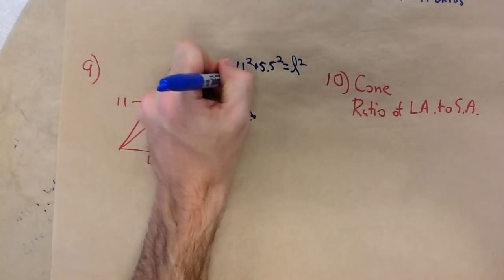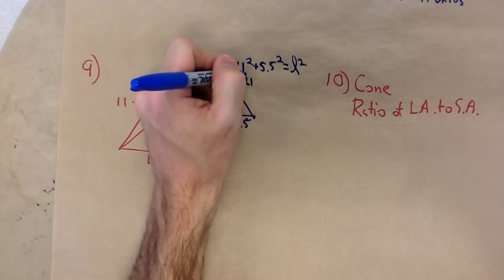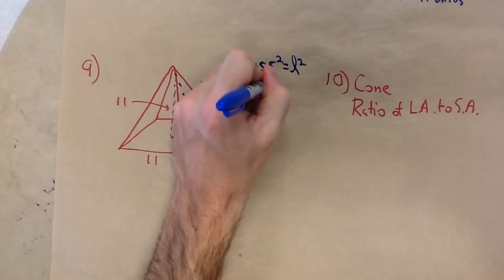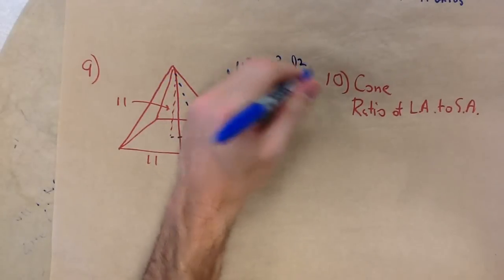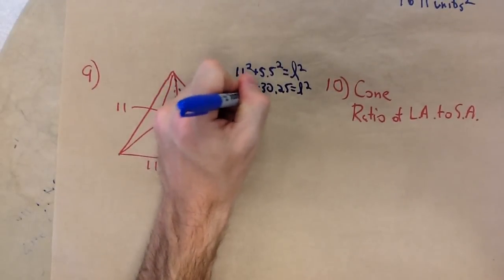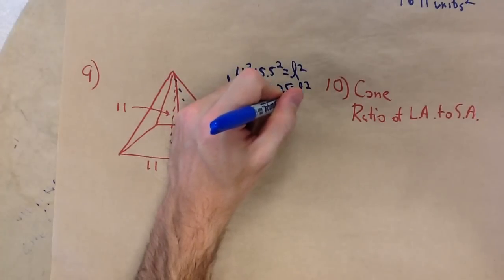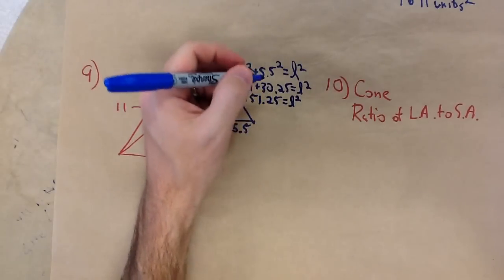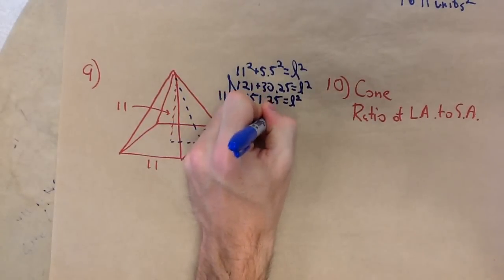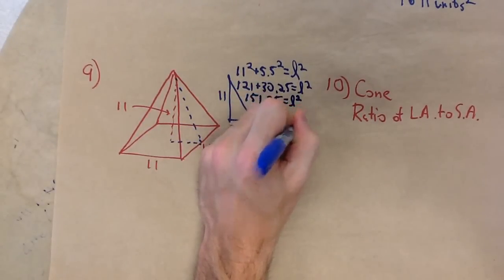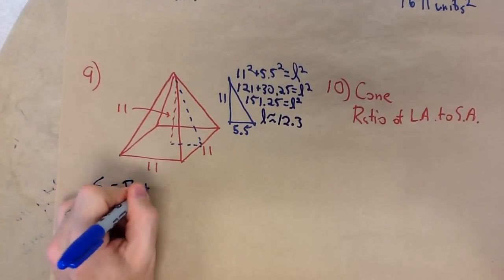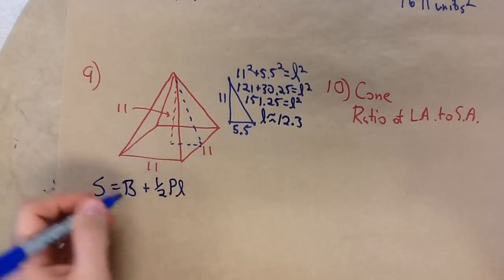So 11 squared is 121. 5.5 squared gives me 30.25. I get 151.25 equals L squared, and then I take the square root of that, and I get it's about 12.3. So now my surface area, base area plus 1/2 perimeter times slant height.